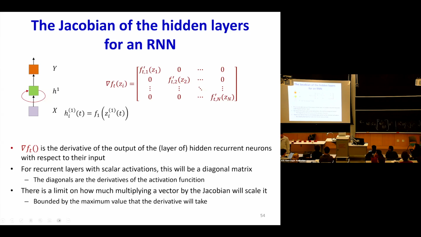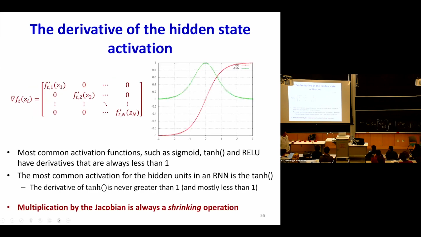0.25, right? So if you look at the derivative of the tanh activation, shown as a curve in green, right at 0, it peaks at 1. Everywhere else, the magnitude is going to be less than 1. For a ReLU, the derivative is either going to be 0 or 1, right? For a sigmoid, the derivative is going to be 0.25 or lesser. So what this means is that the diagonals of my Jacobian matrix are upper bounded at 1.